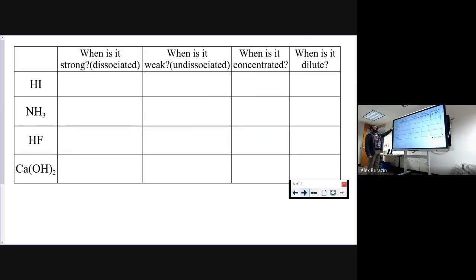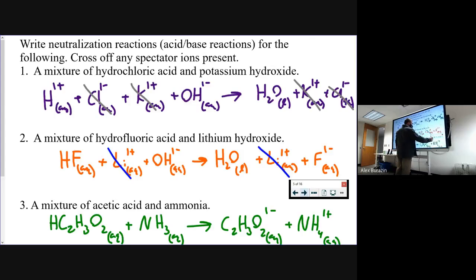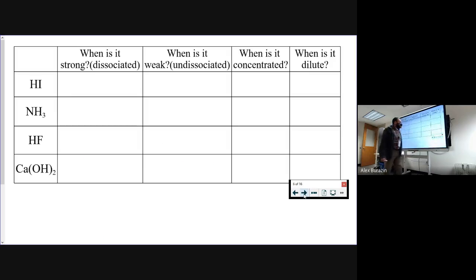Hydroiodic acid, when is it strong? Or when would I dissociate it? What phase of matter am I looking for? When would I dissociate hydroiodic acid? What phase of matter? Your phases of matter to choose from are solid, liquid, gas, and aqueous. When do we dissociate strong acids? Aqueous. Okay.